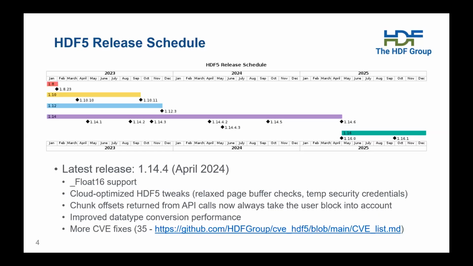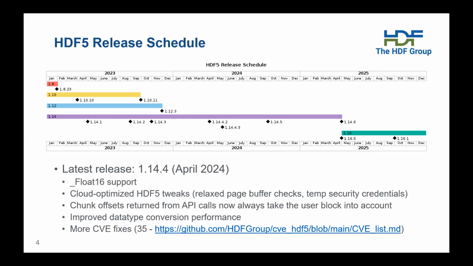So product status. This is the release schedule. This is on GitHub, you can see this. We have one of these for all of our products. Since the last time we were here, we've released HDF5 1.14.3 and 1.14.4. With 1.14.4, we have float16 support. We're trying to have more native support for machine learning types. Float16 is the first one that we put in there, but we're also looking at float8, float4, things like that.